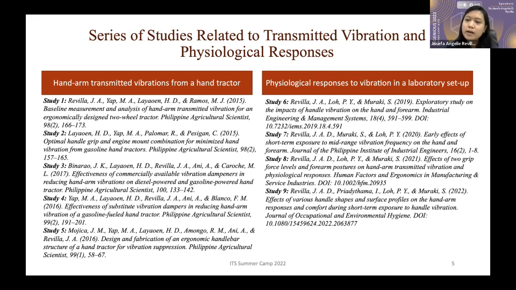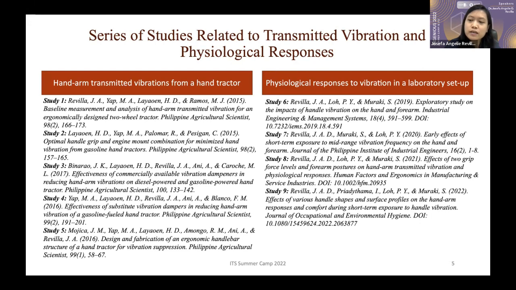Okay. To give you a brief background, in our department, we have been involved in a series of studies that investigated the amount of transmitted vibration from a hand tractor to the operator. In the early studies, only HTV or hand-transmitted vibration were investigated, and this research was initiated by our previous department chair, Assistant Professor Layawin, and one of our faculty members, Engineer Yap. Together with some of our faculty members and students, we were able to create a series of studies that established a good foundation on the knowledge about hand tractor vibrations and how they can be minimized.